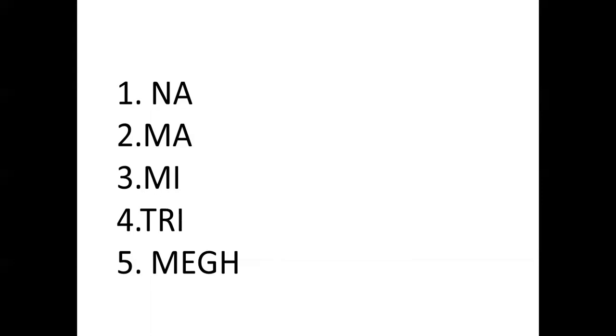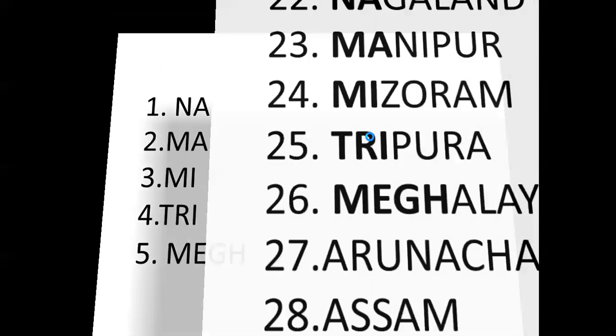NA, Nagaland. MA, Manipur. MI, Mizoram. Tripura, Meghalaya. How you have to memorize that? Na, ma, mi, tri, meg. Nagaland, Manipur, Mizoram, Tripura, Meghalaya. Very easy, children. So you come back again.